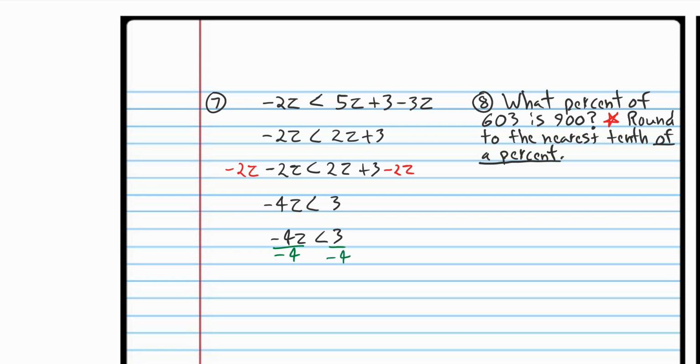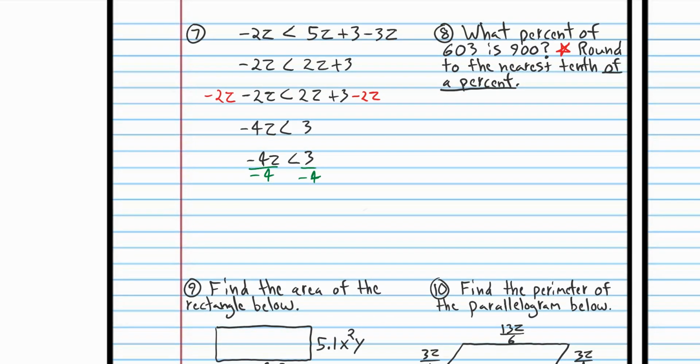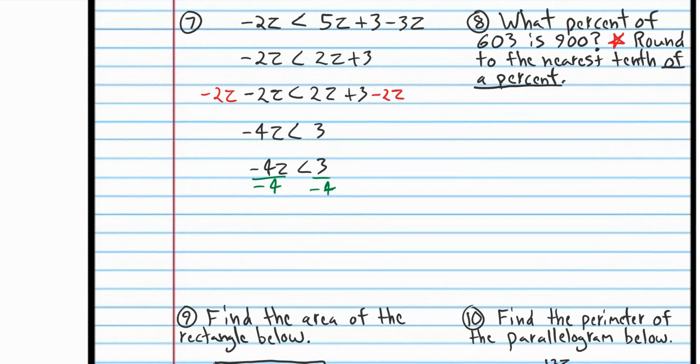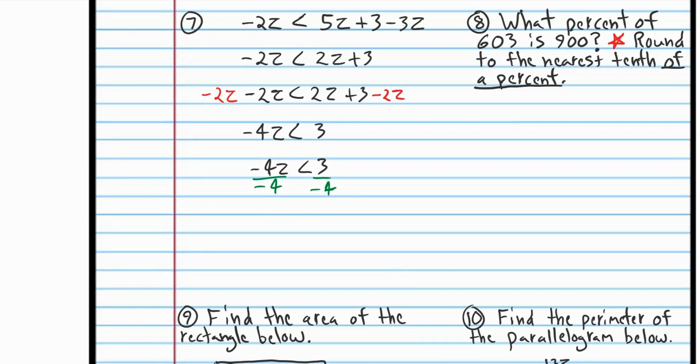Now here's the part where you really need to pay attention. Remember, if you multiply or divide both sides of an inequality by a negative number, you have to flip that inequality. So I have to take that inequality. It's not correct anymore. Because I divided by negative 4, it's not correct. So I have to actually erase that, and I have to flip it immediately. As soon as you divide by that negative, that statement becomes incorrect. So you have to flip that. And now we have z is greater than negative 3/4.